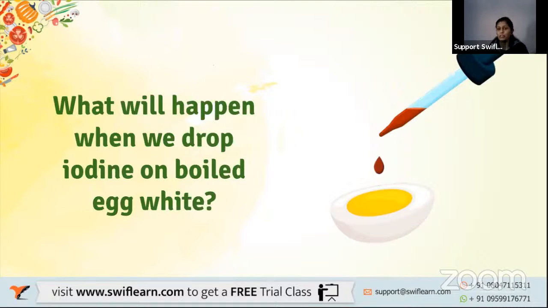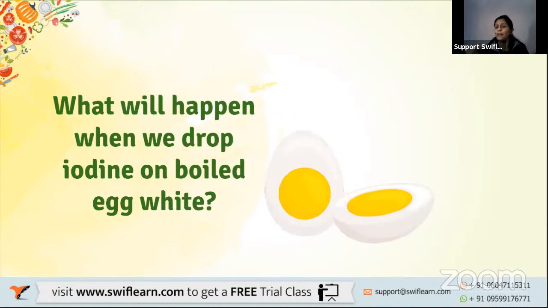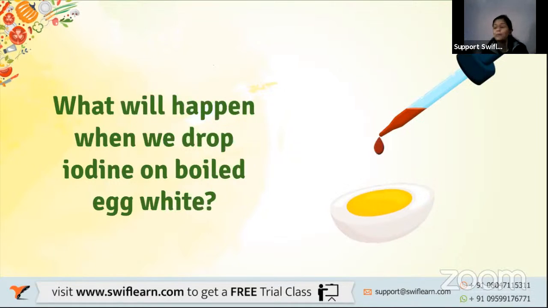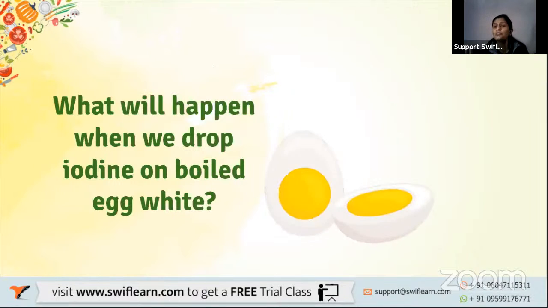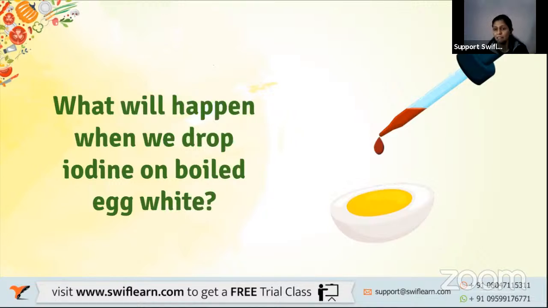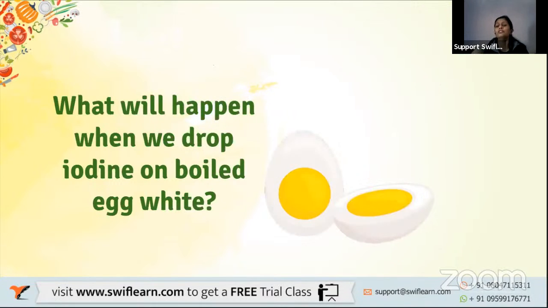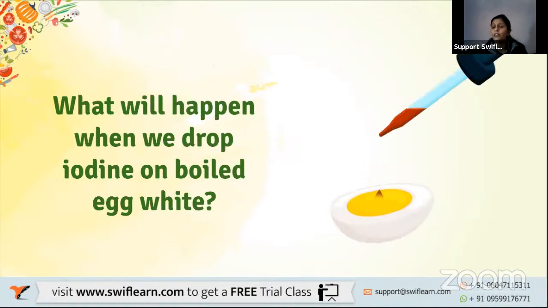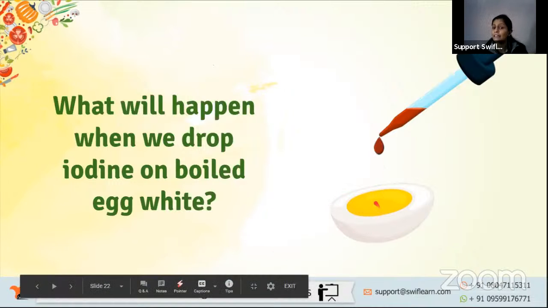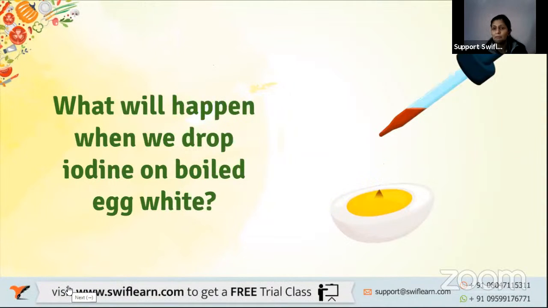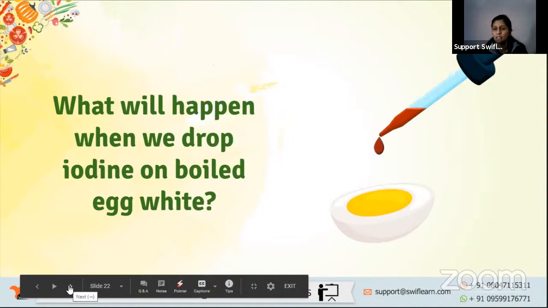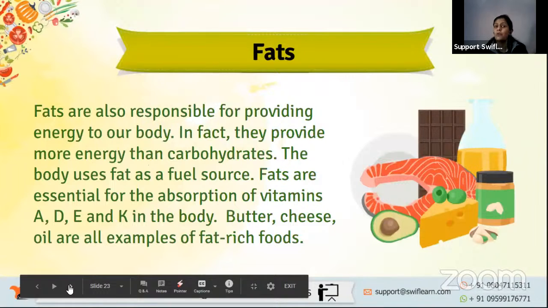So if you put a drop of dilute iodine solution on the white portion of egg, you are not able to see the change in color. Why? Because no starch is present. It is a good source of protein. But if you do the test of protein, which will be coming in the next slides, then it will show the positive test for protein. And this yellow portion is rich in cholesterol. So people who have cholesterol problems do not eat the yellow portion of the egg because it is high in cholesterol. Now coming to fats.